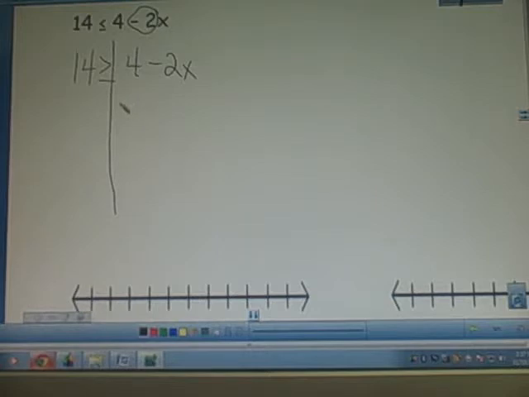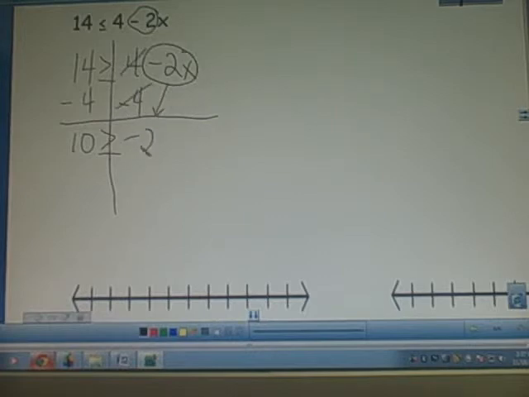The opposite of 4 is negative 4. And negative and subtraction, we're treating the same here. So 14 minus 4 is 10, is greater than or equal to, bring the whole negative 2x down. That's the only thing we did not cancel. And now my last step is to divide by negative 2. 10 divided by negative 2 is negative 5, is greater than or equal to x.